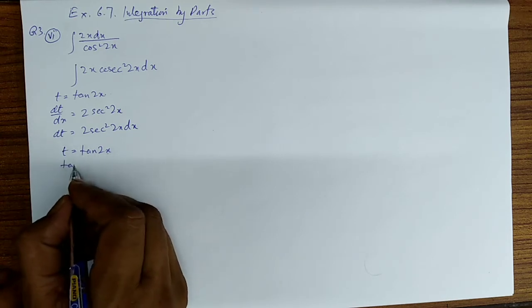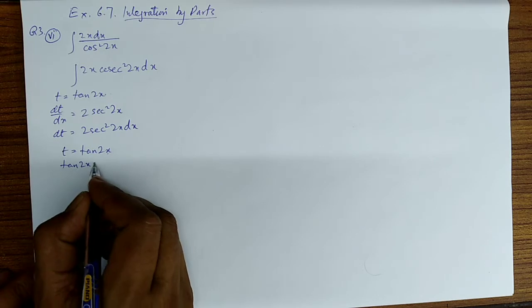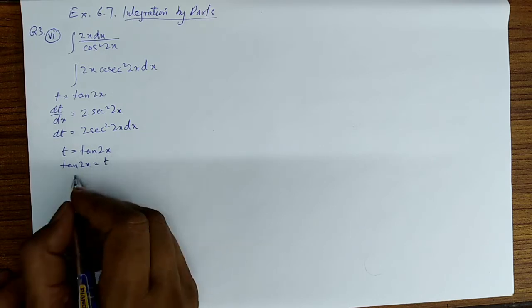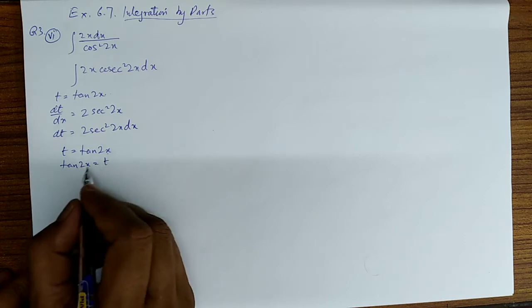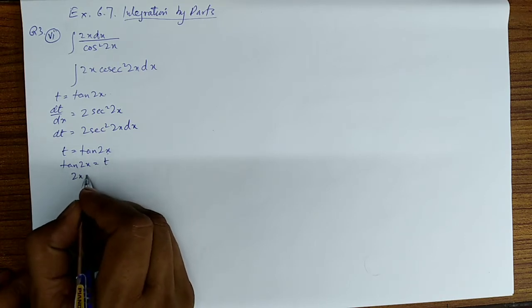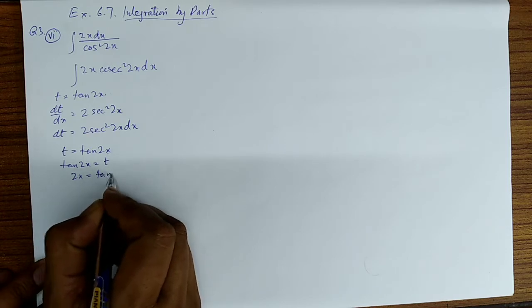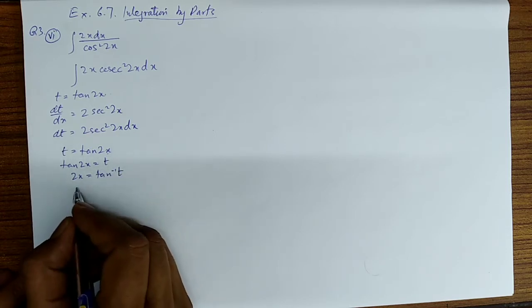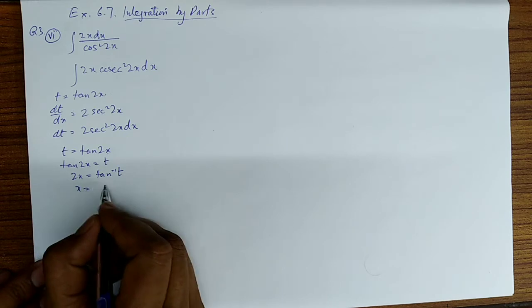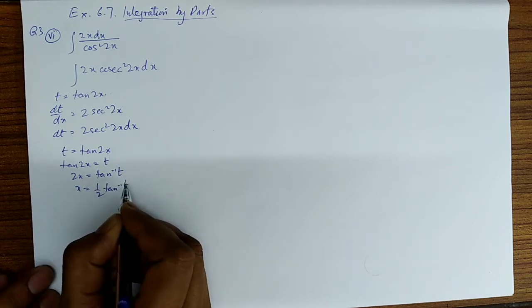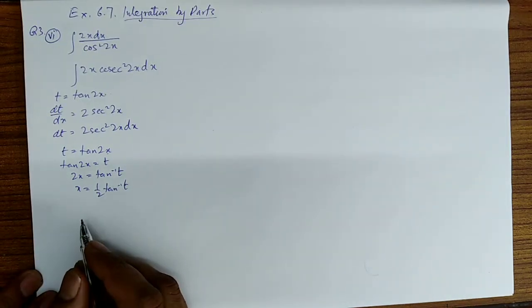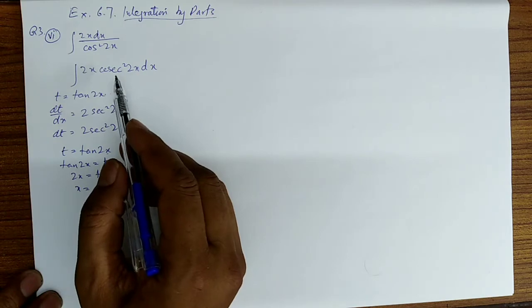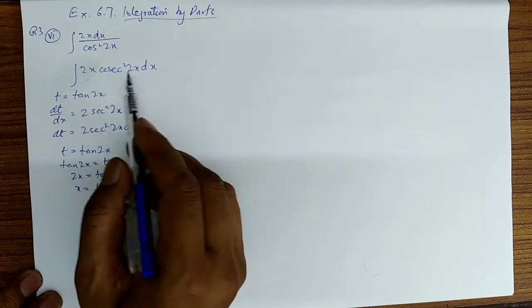How can that be possible? First write the function in this form and move this tan inverse to the other side. 2x equals tan inverse of t, and take this 2 also to the other side, that is 1 upon 2 tan inverse of t, right? So now by substituting the values, we are going to change this form.